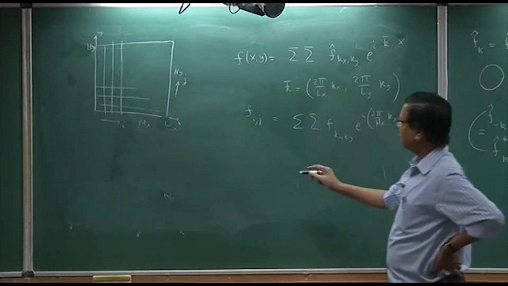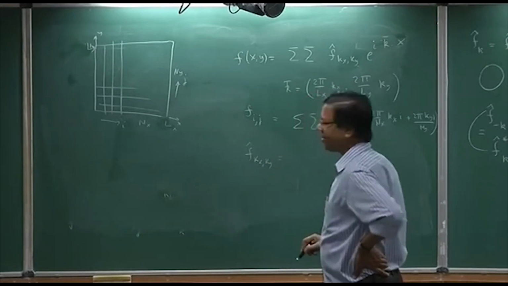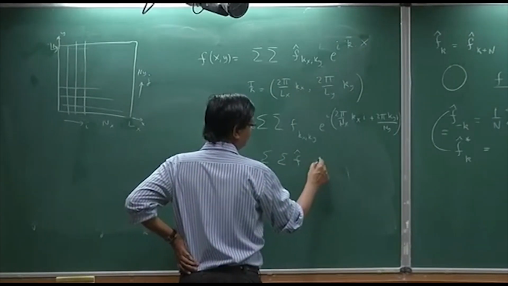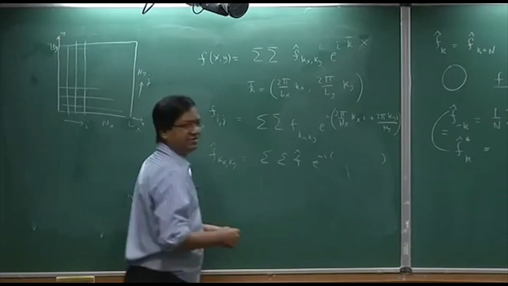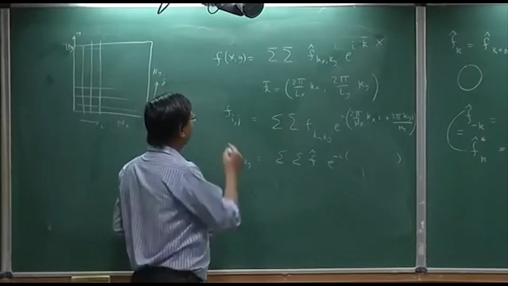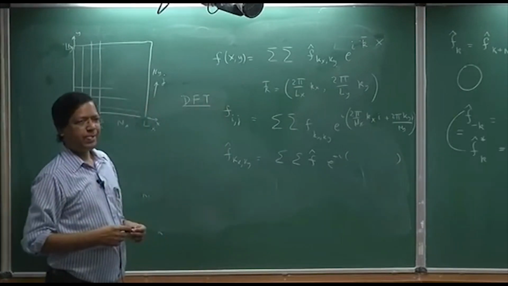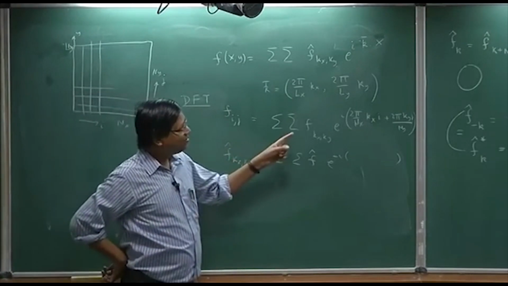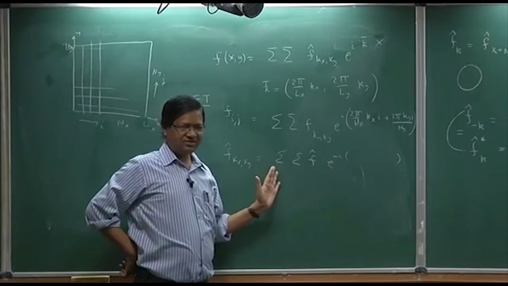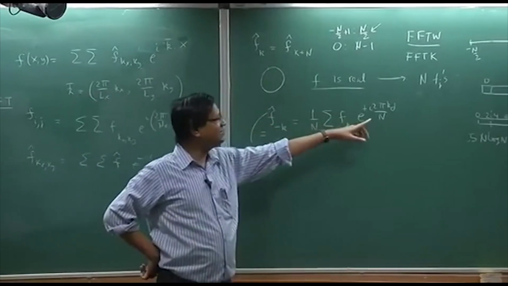Now, we can write down what f hat kx ky is. It in fact is very similar, f hat with a minus sign in the exponent. These are the definitions, and this is called the DFT, the discrete Fourier transform. Now, please note one important point: here the length does not come into the picture at all. There is no length here, length has disappeared, it is only a function of capital N.